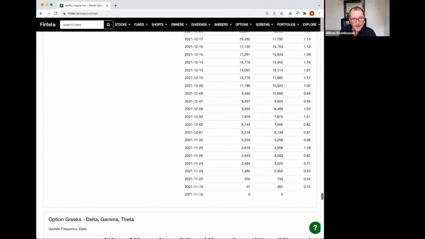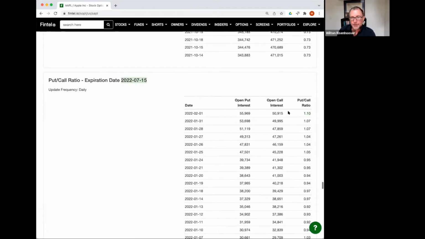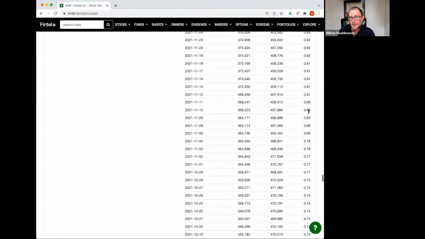Let's look out at 7/15. We have a slightly bearish sentiment for Apple. So basically what we're looking at is the expiration date for these options and the put call ratio for them. It gives us a sense of what the options market believes the overall price is going to do based on the expiration date. So here we can see that, at least for July, the financial markets believe that the price is going to be down a little bit and so forth.